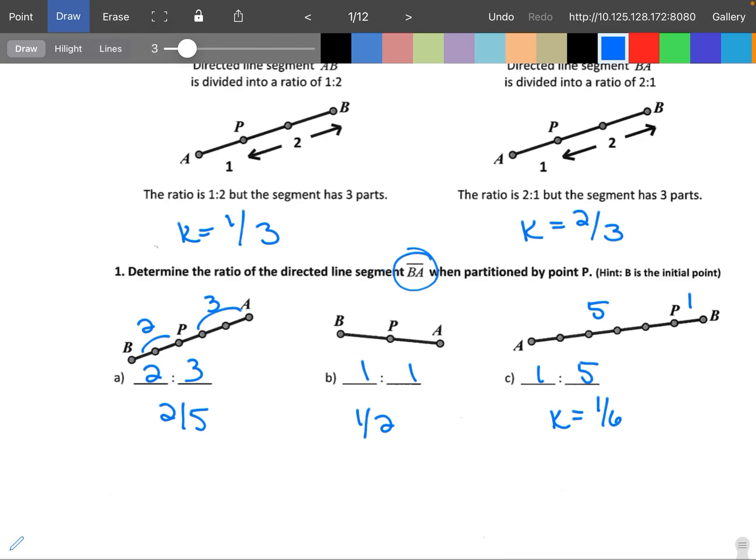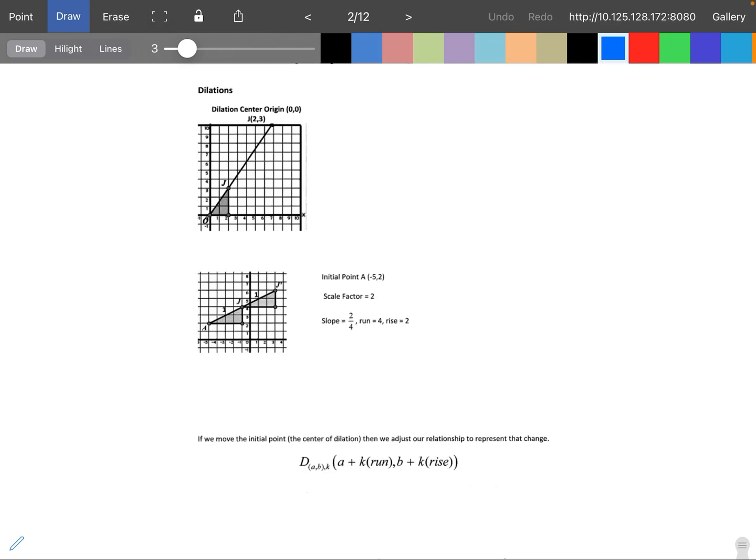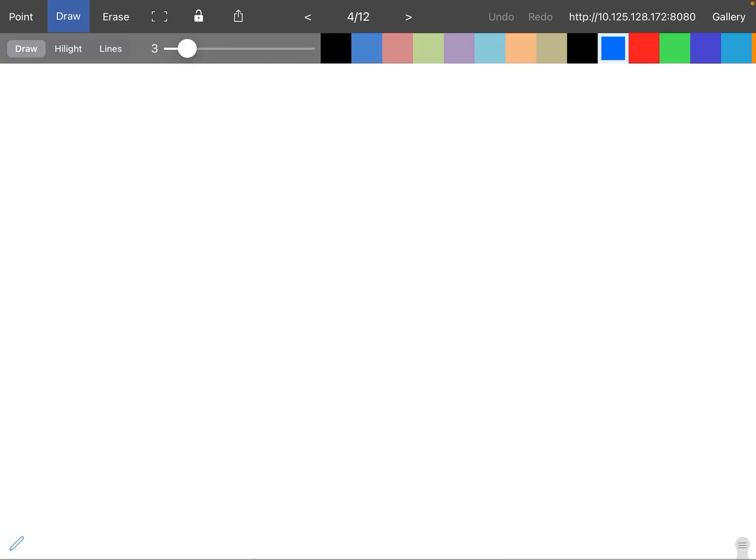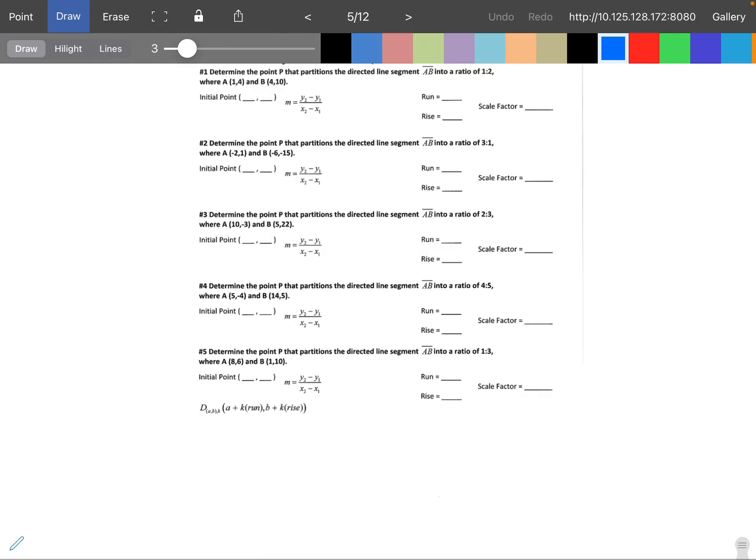Okay, I wanted to do a couple more with you. Darn it, I didn't scan everything. Oh, yes, I did. Okay, good.